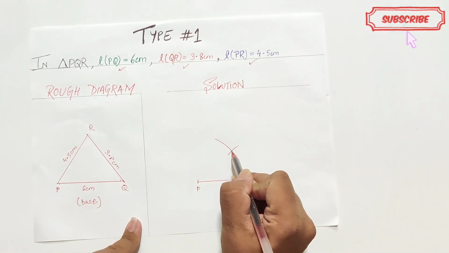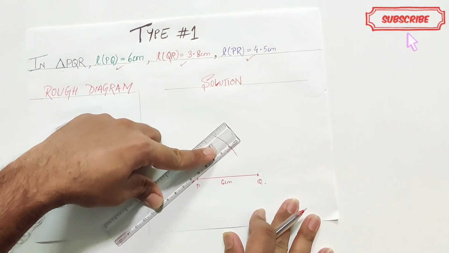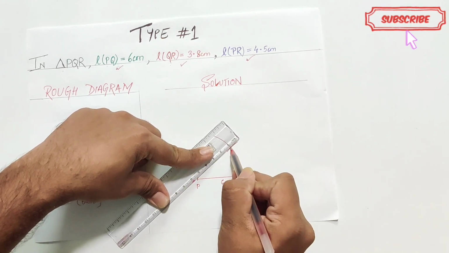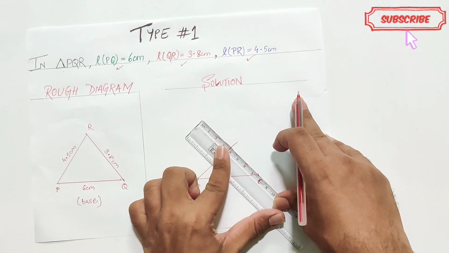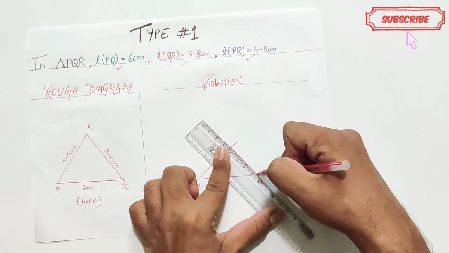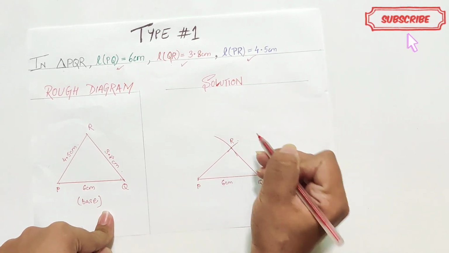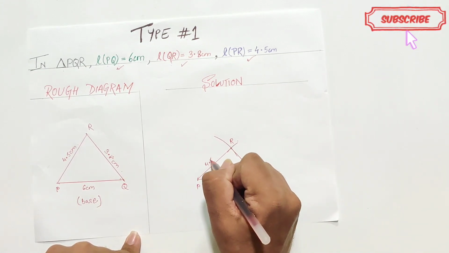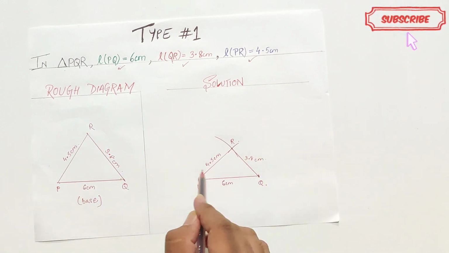We just need to take the point where these two arcs are intersecting. So we need to join that point with P as well as with Q. Now we get the third point of the triangle, or the third vertex of the triangle, that is R. And we just finish the labeling part. Here we are done with the first type, that is, the measures of all the three sides of the triangle are given.